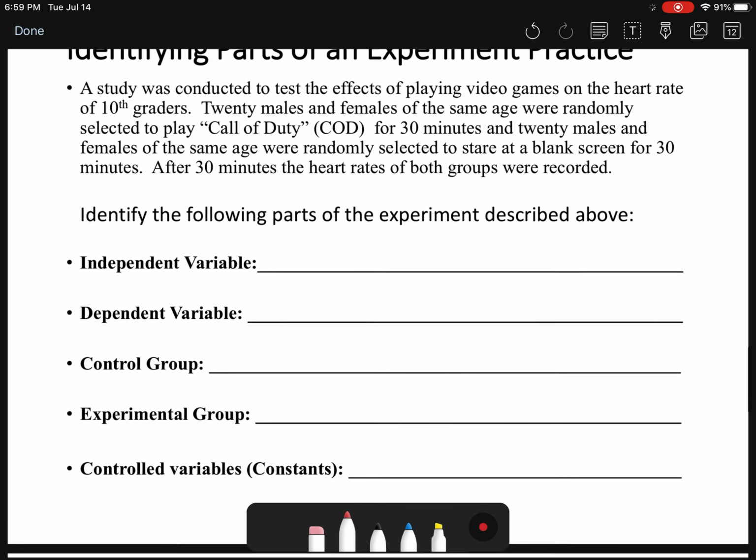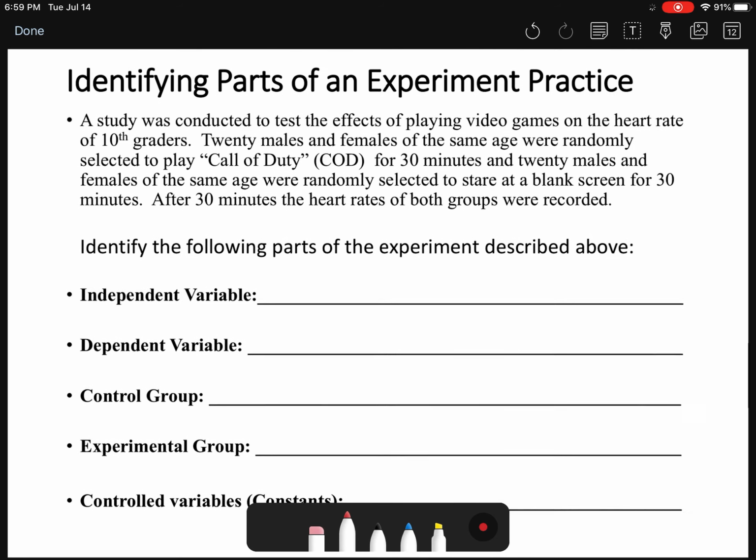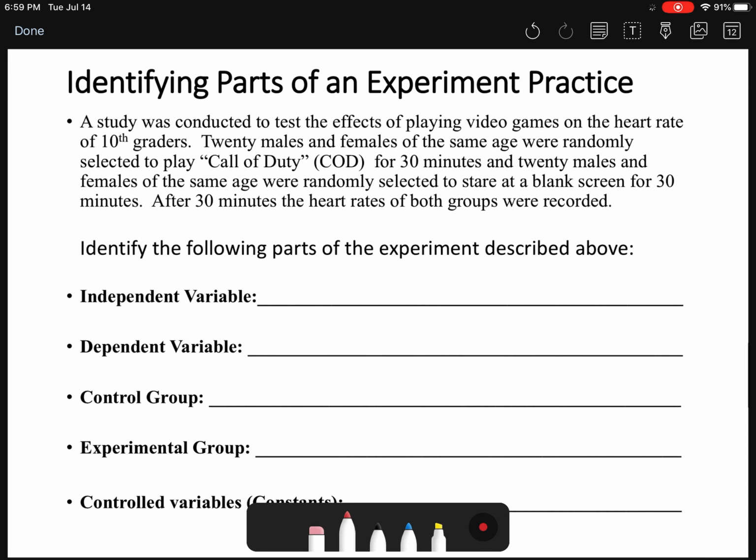Okay, so we're going to have to find these 5 parts again, just like what we went through in our notes. So what I like to do, and what you should get used to doing, is either highlighting or underlining as you're reading through a little experiment scenario to see if you can figure out what parts go where. So it says a study was conducted to test the effects of playing video games on the heart rate of 10th graders.